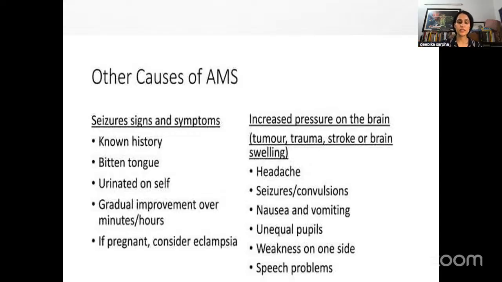If the patient is pregnant, then always consider eclampsia. Increased pressure of the brain in terms of trauma, tumor, stroke, or brain swelling will present with headaches, seizures, convulsions, nausea and vomiting, unequal pupils in terms of anisocoria, weakness of one half of the body, or dysarthria or speech disturbances.